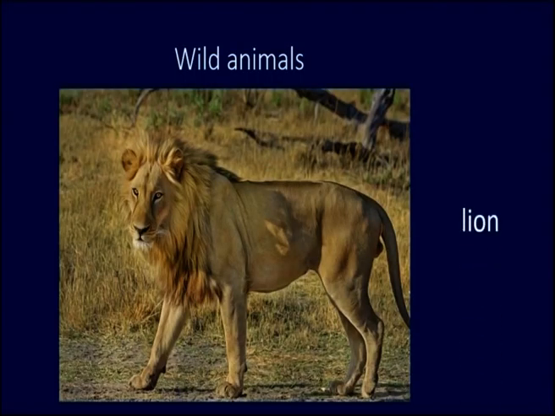Most of the animals live in forest or jungle. Do you know what are the animals that live in jungle? The animals which live in jungle are called wild animals. How do they live? How do they get their food? Wild animals get their food on their own. Now let us see some wild animals. Wild animals: lion. Lion is the king of the jungle.